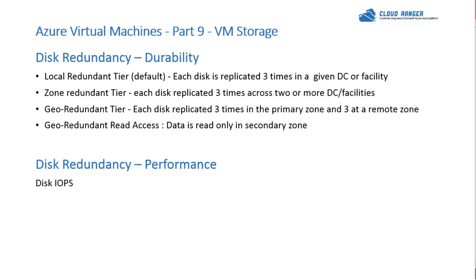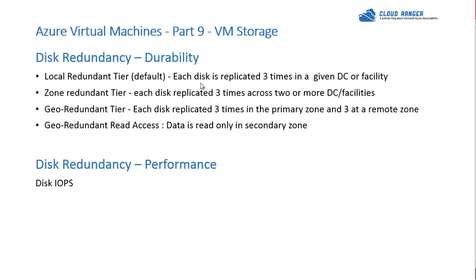I wouldn't call it 4 tiers, but there are 3 tiers for 3 good reasons, okay? So this is your storage account, and your disk is created in the storage account. When you create your storage account, you are given the option of how you want your disks to be. The first one is the locally redundant tier. This is the default one, okay?